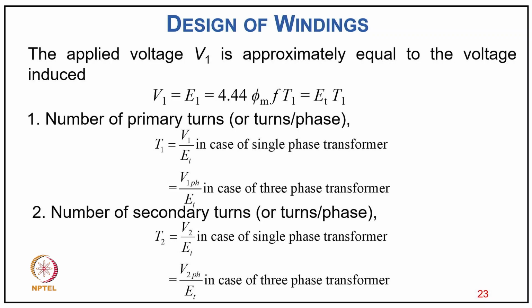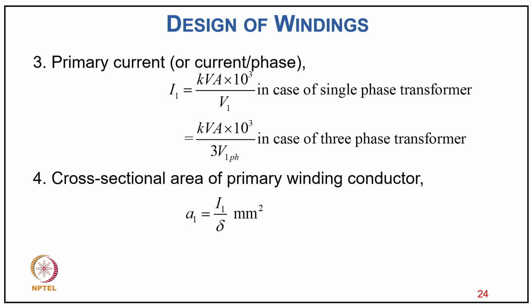For that purpose, we say the applied voltage V1 is approximately equal to the voltage induced. So V1 equal to E1 equal to 4.44 phi m f T1, that is Et into T1. The number of primary turns or turns per phase, T1 equal to V1 upon Et in case of single phase transformer, and equal to V1 per phase upon Et in case of three phase transformer. And the second is number of secondary turns or turns per phase. So T2 equal to V2 upon Et in case of single phase transformer, and T2 equal to V2 per phase upon Et in case of three phase transformer.